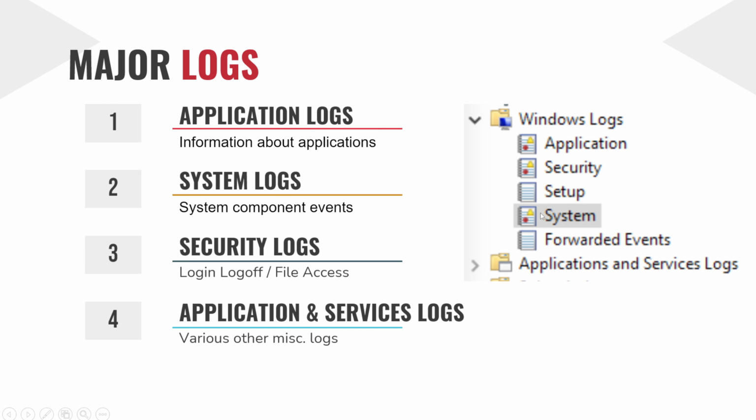Basically, in Windows Event Viewer, under the Windows Logs directory there are these major folders: Application logs, which contain logs about the applications. Then there are System logs, which contain system component events. Then there are Security logs, which contain logs like logon and logoff logs and file access logs. And then there are Applications and Services logs, which contain various kinds of miscellaneous logs.